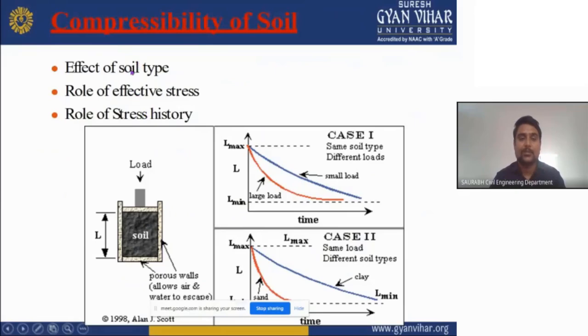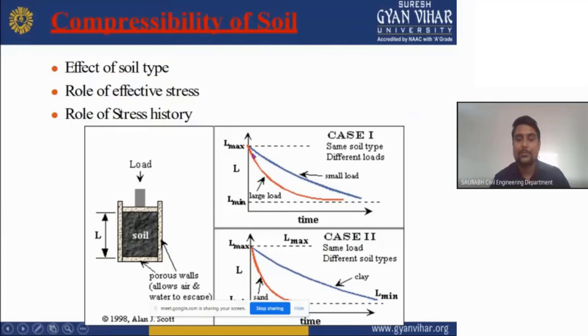Now we will see the effect of soil type and the role of effective stress and stress strain. As you can see here, this is your load and this is the length of your sample. The porous wall allows the air and water to escape. Suppose this is your porous wall, and when you apply load on it, what will happen? Air voids and water voids will come out from this porous wall, and this will give this type of graph, where this is your length change, shown in minutes, and this is your time.